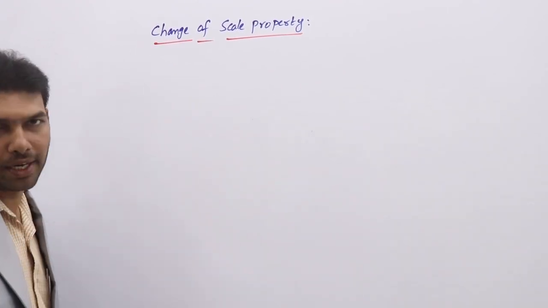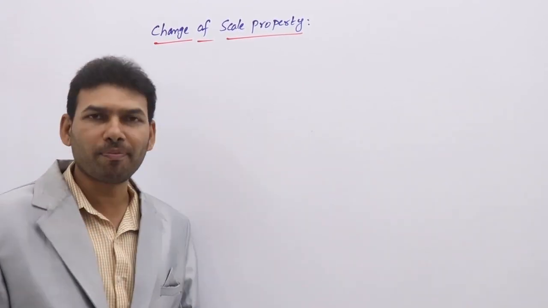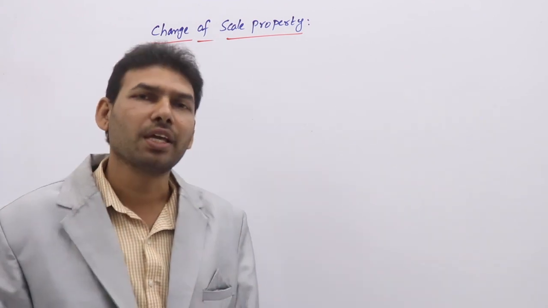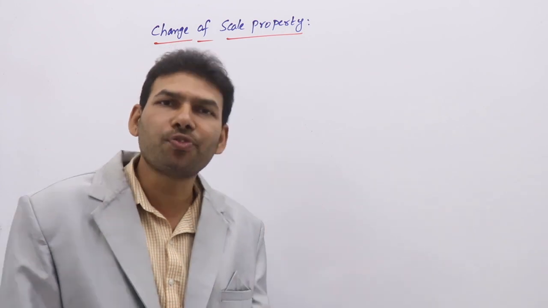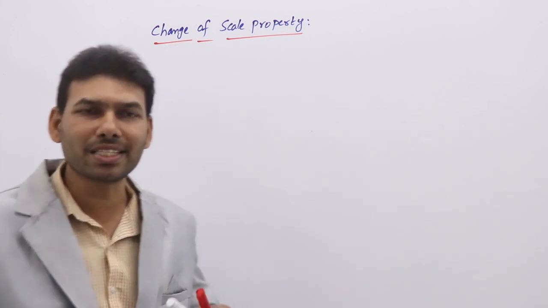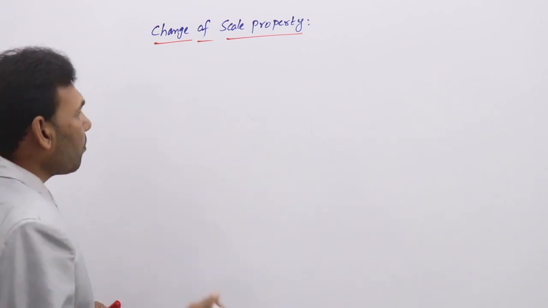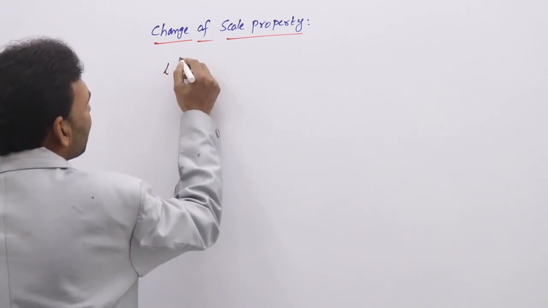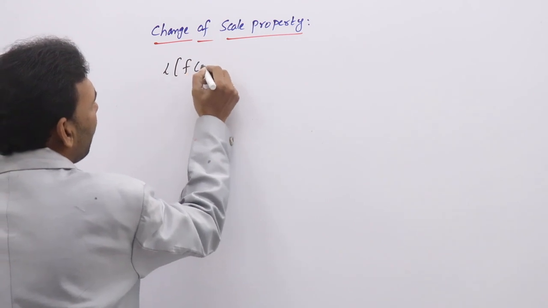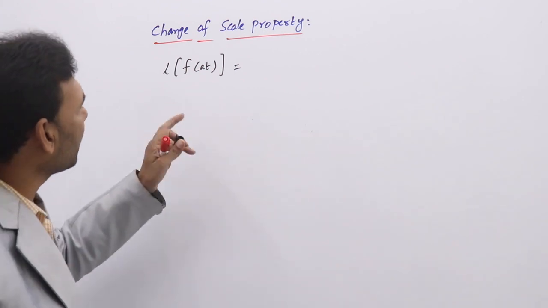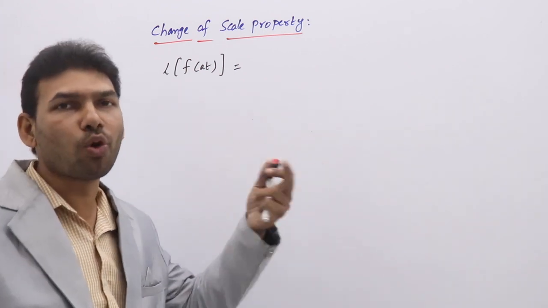Change of scale property. This property we apply whenever we want to find L of f of 2t, L of f of 3t, L of f of 4t. In those situations we think about change of scale property. Change of scale property states like this.